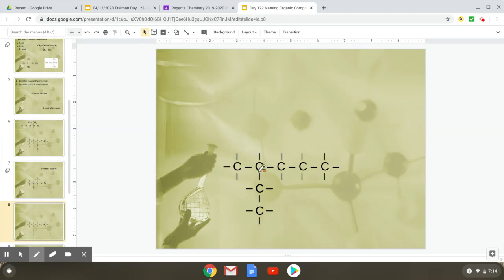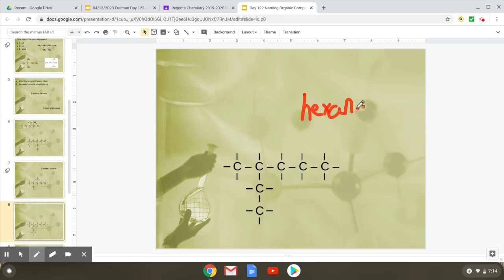And our longest chain is actually right here, starting with this carbon, 1, 2, 3, 4, 5, 6. So the longest chain here is a 6-carbon chain. So 6, the prefix on table P is hex. According to table Q, single bonds are alkanes, so we end it with ane for our suffix. So this is a hexane.